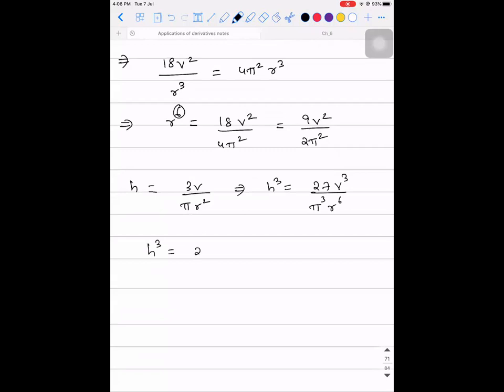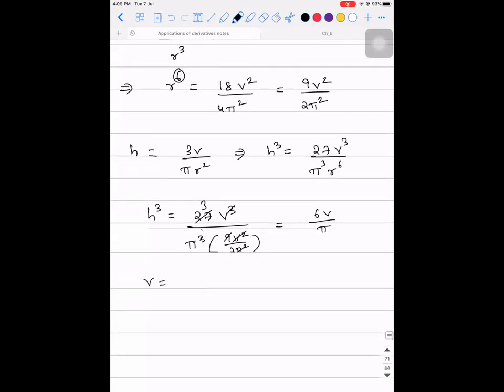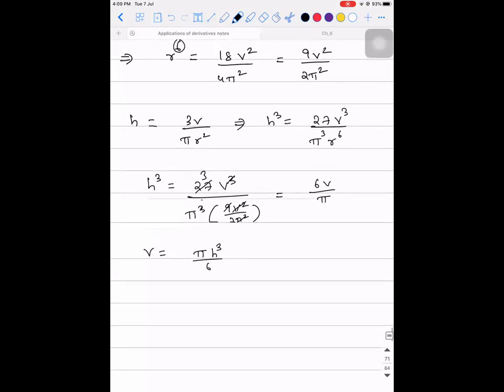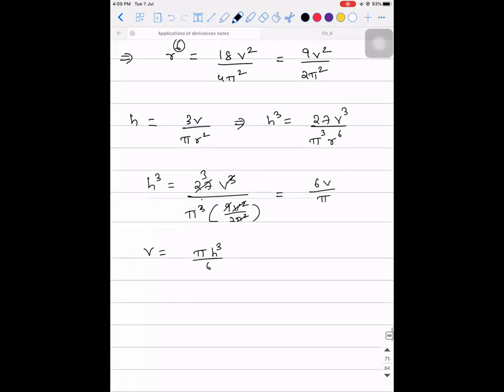So h cube will be equal to 27 into v cube divided by pi cube into r power 6, which is 9v square divided by 2 pi square. One v will get cancelled, 3 times pi square. So 6v divided by pi is h cube. So v is equal to pi h cube divided by 6. Is this right?